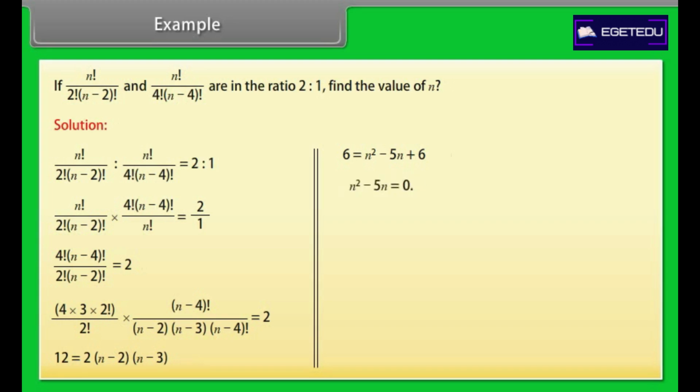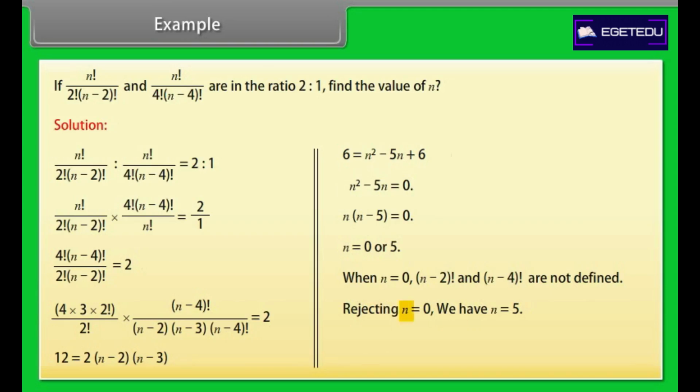n squared minus 5n is equal to 0. n into (n minus 5) is equal to 0. n is equal to 0 or 5. When n is equal to 0, (n minus 2) factorial and (n minus 4) factorial are not defined. Rejecting n is equal to 0, we have n is equal to 5.